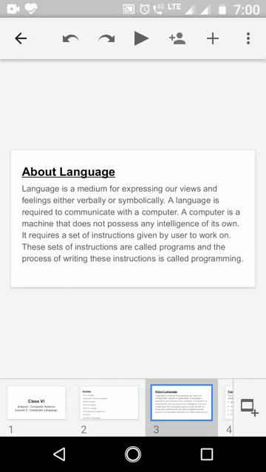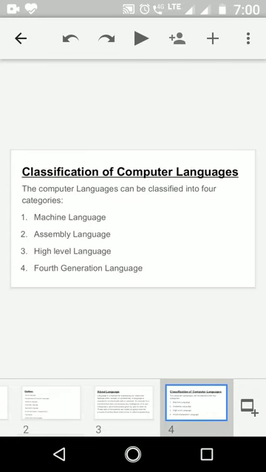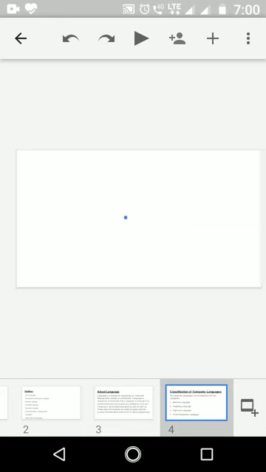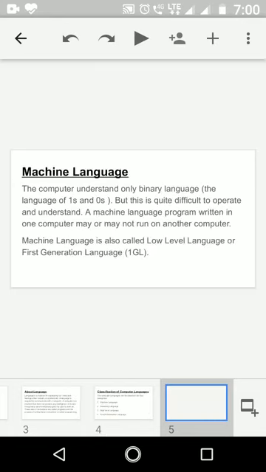Let us classify the computer languages. They are basically classified into four categories: machine language, assembly language, high level language, and fourth generation language. Let us see them one by one. The first one is machine language.